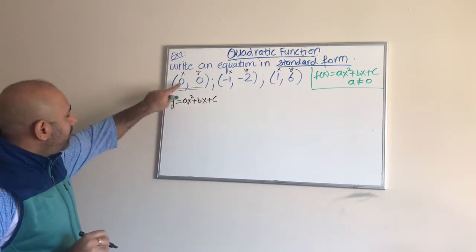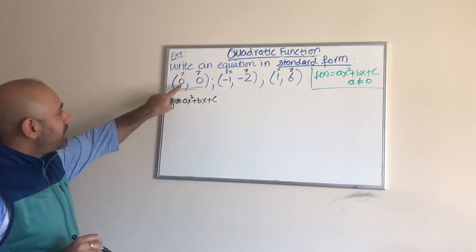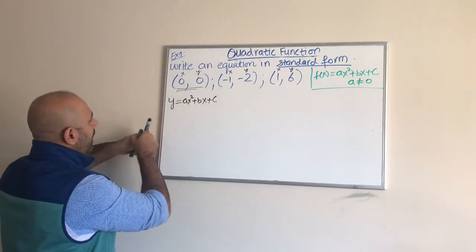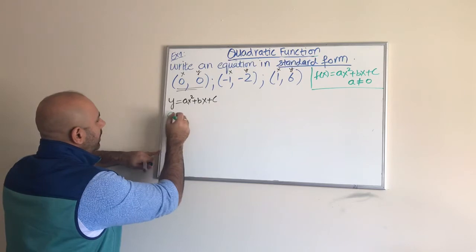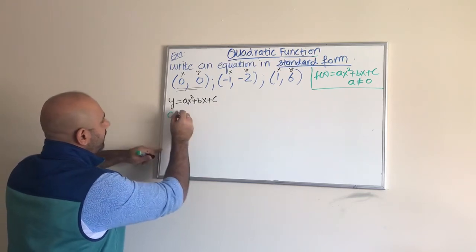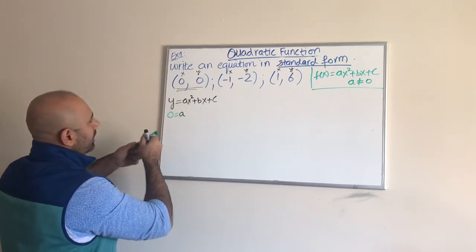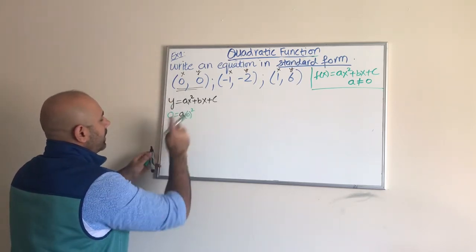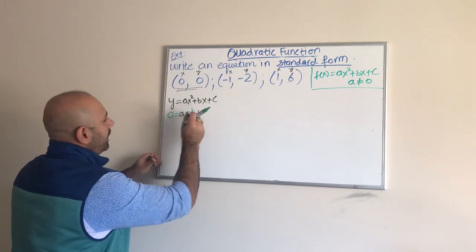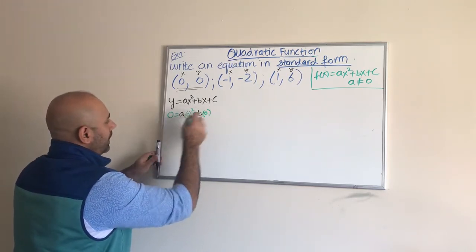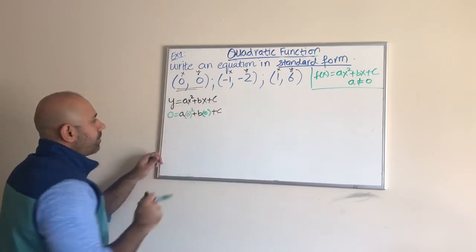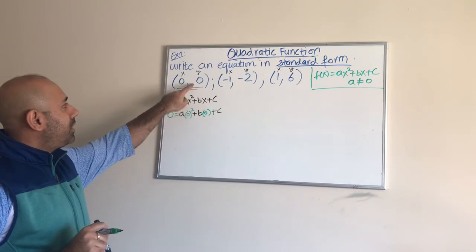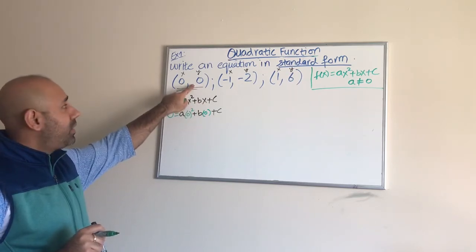Now, we know that the graph passes through the point (0, 0). So that means when y is 0, then what is my x? The corresponding x is 0, right? So it's going to be 0 squared, then plus b, x is still 0, and then there is a plus c. Guys, we simply wrote the standard form, and then based on the given point, we just substituted the values for x and y.